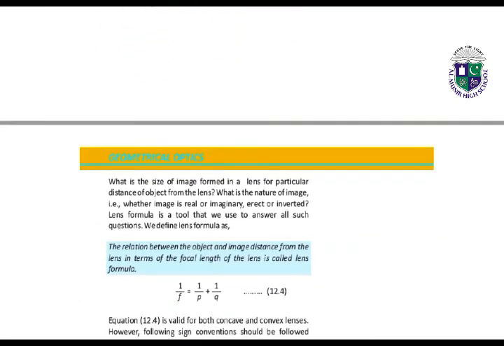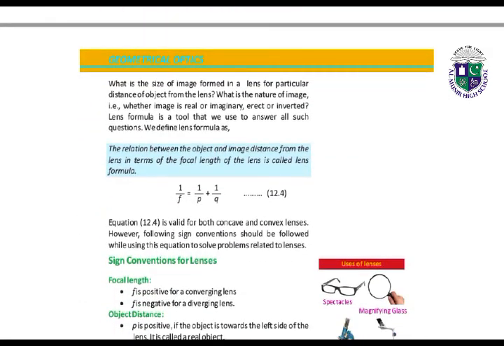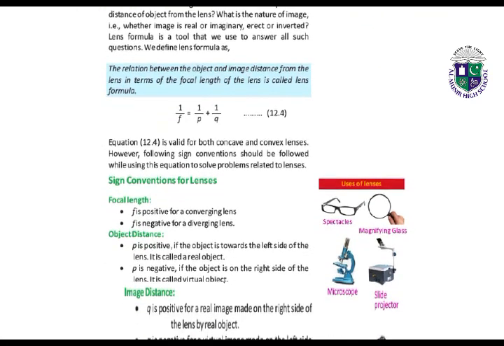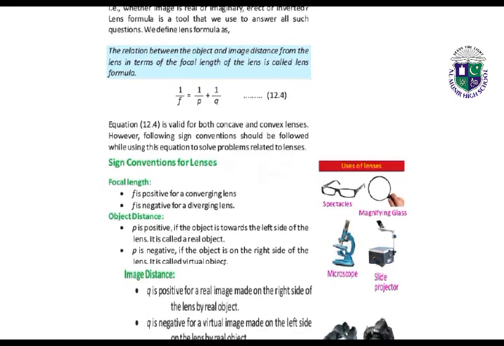What is the size of the image formed by a lens for a particular distance of the object from the lens? What is the nature of the image, whether the image is real or imaginary? The relationship between the object and image distance from the lens in terms of the focal length of the lens is called the lens formula. And yes, this is our lens formula, which is the same formula as we have discussed and studied earlier.